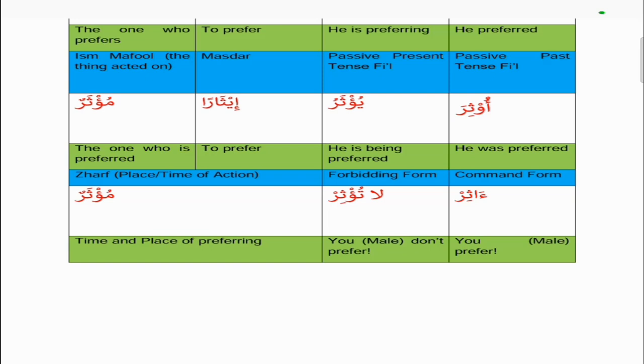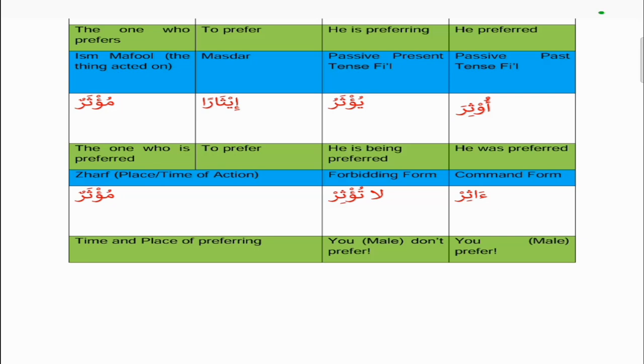And the connection between the passive present and the ism maf'ul: just change the ya to a meem and make it heavy, because the ism maf'ul is an ism, so it's mutharun. And the command form, because remember with family 4, when we add the extra letter at the start, it's not an alif, we add a hamza, alif hamza, and that alif hamza takes a fatah, so it becomes athir, which means "you prefer", because this is the commanding form and forbidding form.